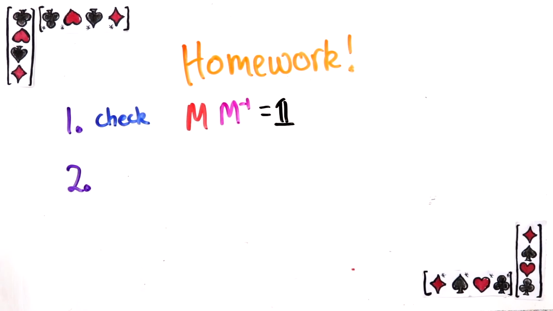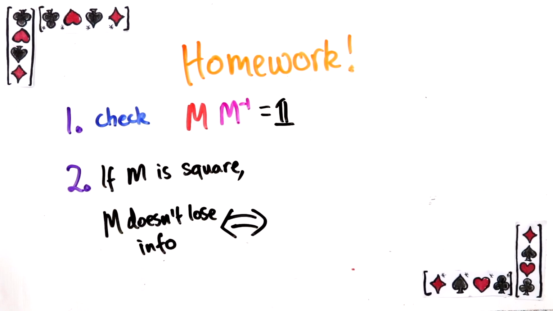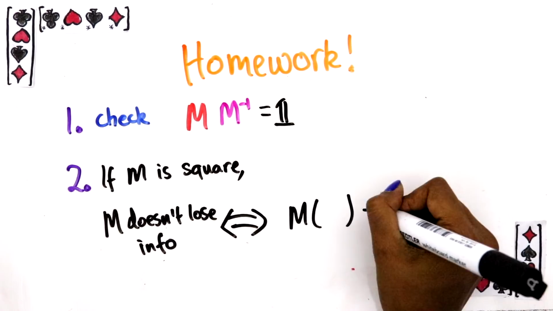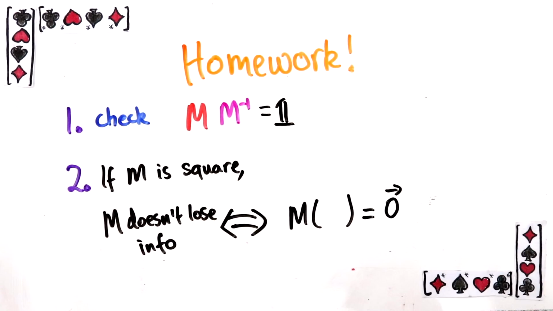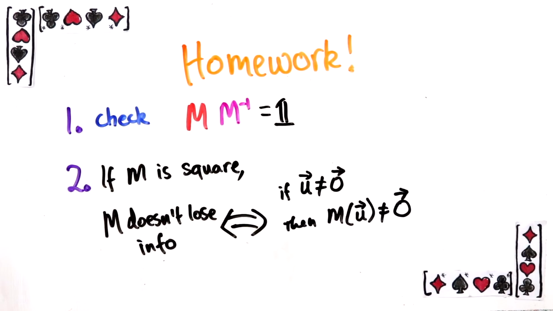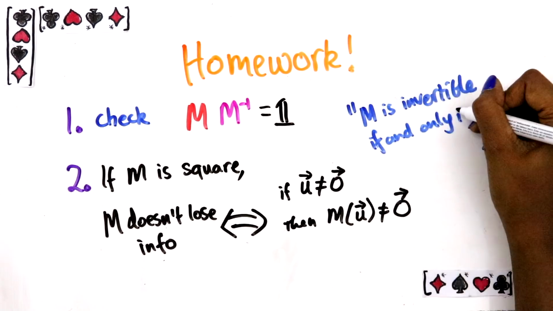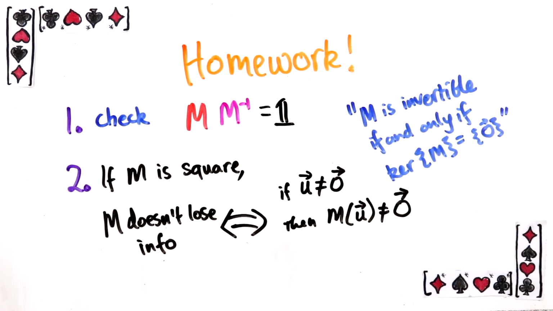The second homework is to show that for a square matrix M, the condition that M doesn't lose information is the same as saying that the only vector M sends to 0 is the 0 vector itself. There is no other vector U that gets sent to 0. The reason I want you to show this is because if you've learnt linear algebra in class, you might have learnt a matrix is invertible if and only if the kernel of the matrix is 0, which is just another way to say this. I want you to see though that this is actually equivalent to the no loss of information condition, which I think is a bit more intuitive.